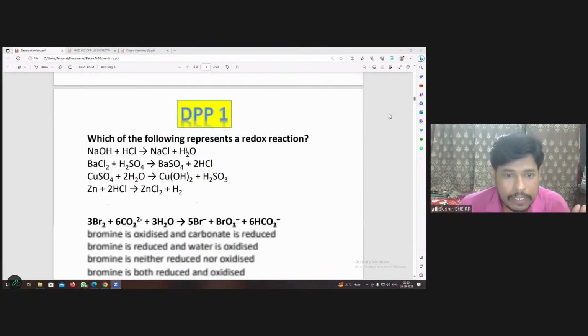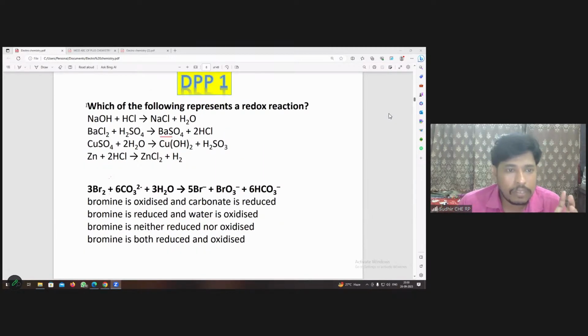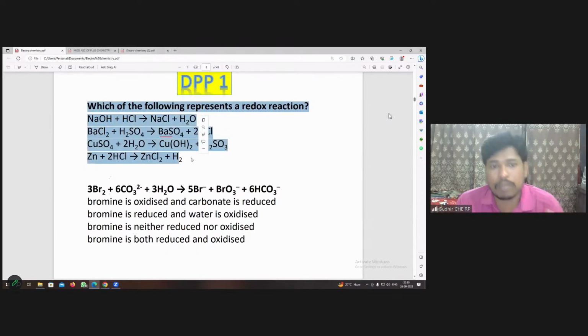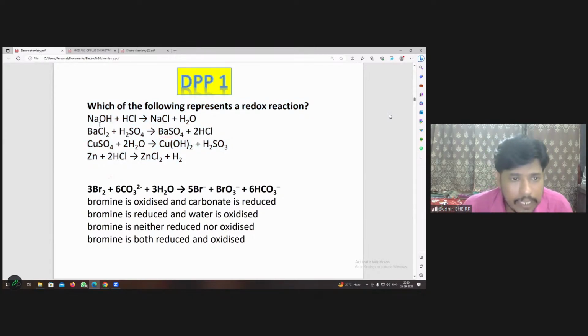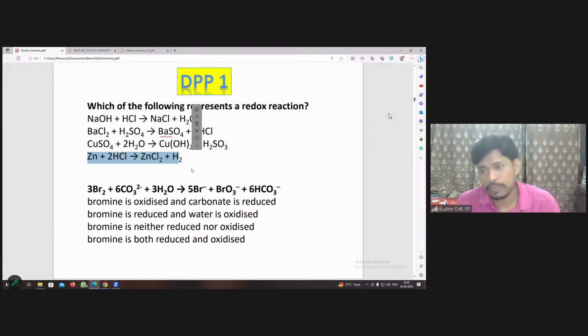Okay, so likewise, another example I am telling you. The second question is also a very similar model. For every element, we have to cross-check the oxidation numbers. In which reaction there is some change in the oxidation state of the elements, that is nothing but a redox reaction. In this case also, if I want to reveal the answer, the correct answer is option 4. That is the reaction between zinc and HCl to form zinc chloride and hydrogen gas.